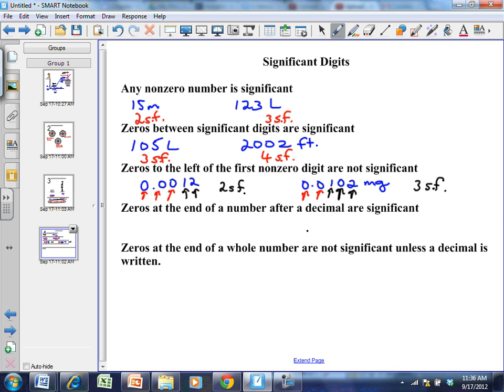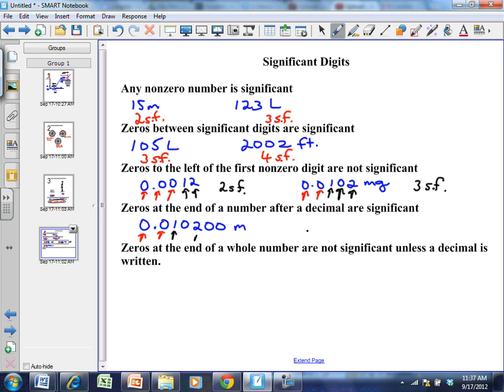Okay, zeros at the end of a number after a decimal are significant. So now we're starting to get a little more complicated. Let's try this one. 0.010200, and we'll say that that is meters. Now, zeros that appear before the first non-zero are not significant, so those two are not significant. The 1 is not 0, so that's significant.